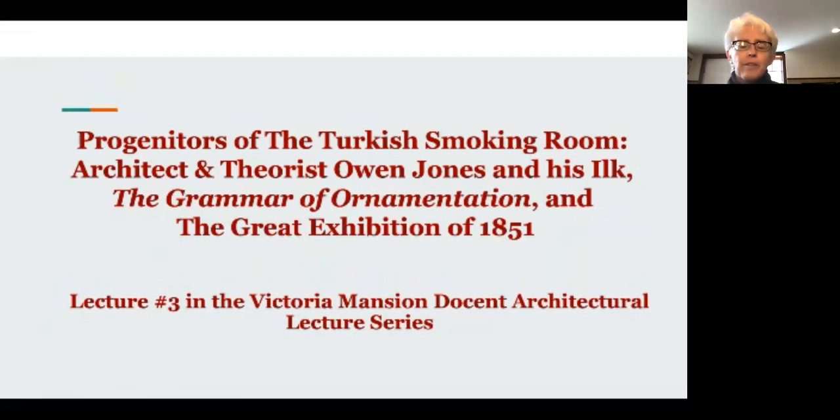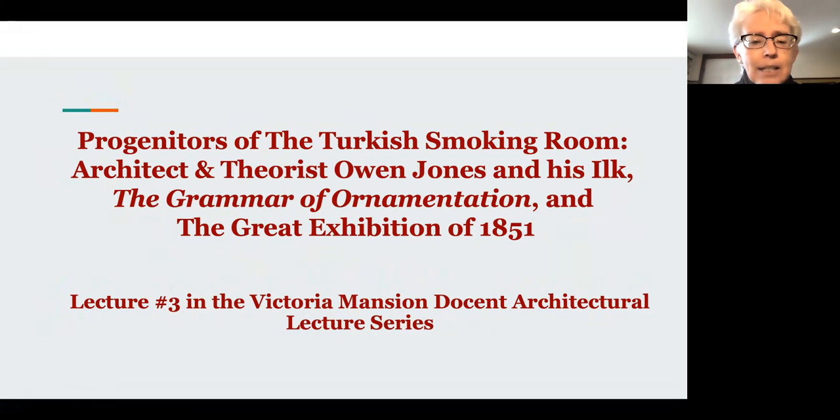Hello and welcome to the third in our series of architectural lectures based on the Victoria Mansion here in Portland. The focus of our lecture today is the Turkish smoking room, and I'm hoping to present to you the connection that I see between the Turkish smoking room, the architect and theorist Owen Jones and his ilk, the people that used to produce the historical treatises in Europe in the early 19th century.